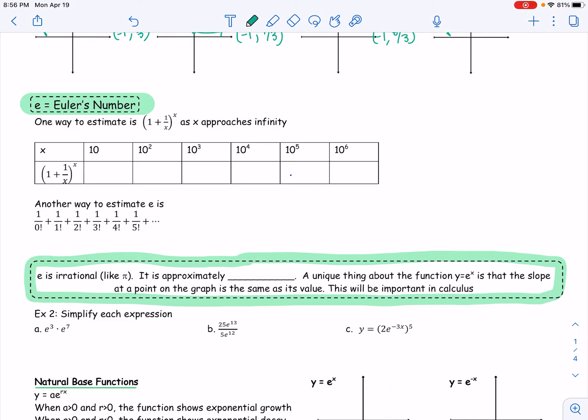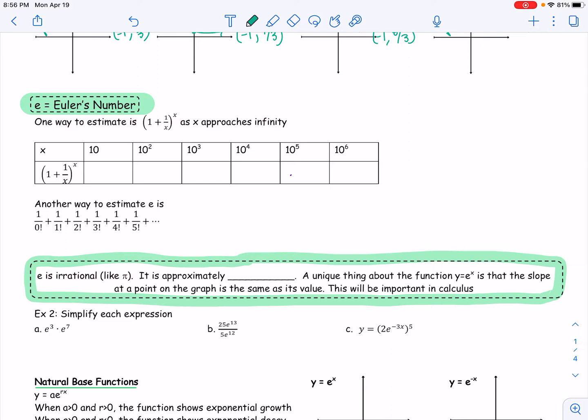Because remember, E is very, very similar to pi. It is an irrational number, which means it goes on forever and ever and ever and never repeats itself. But it is a constant. E is always the same thing. Just like pi is always the same number. It's about 3.1415, right? So E is very, very similar to that.